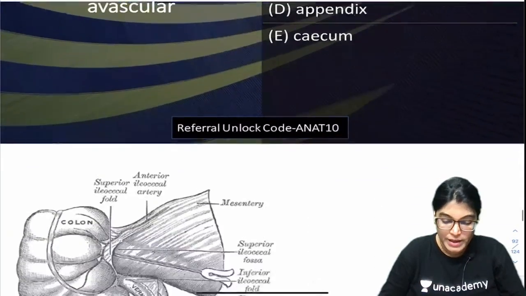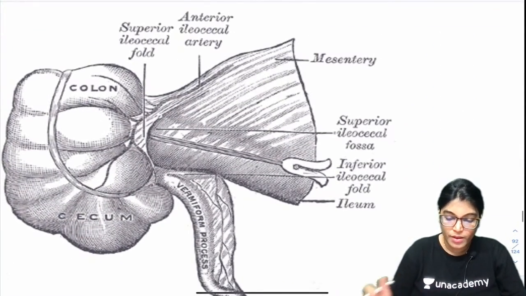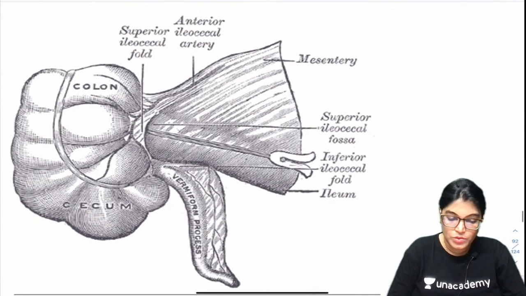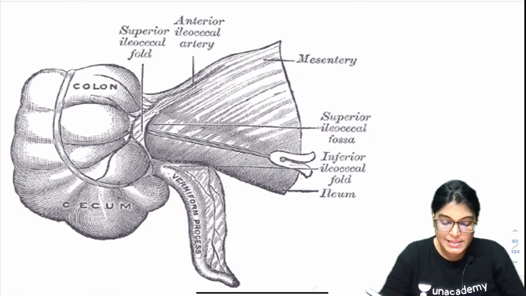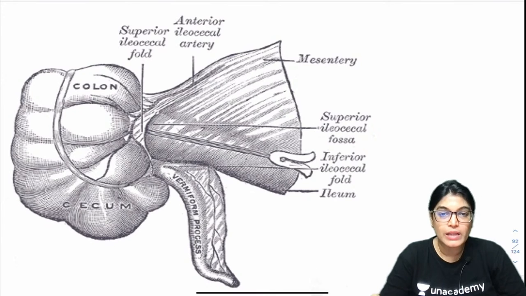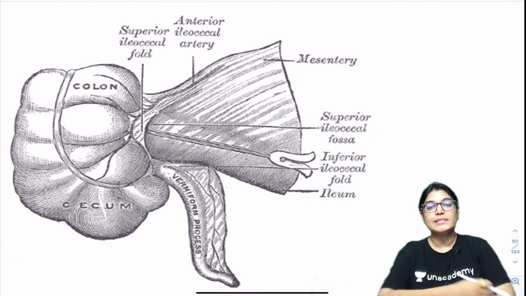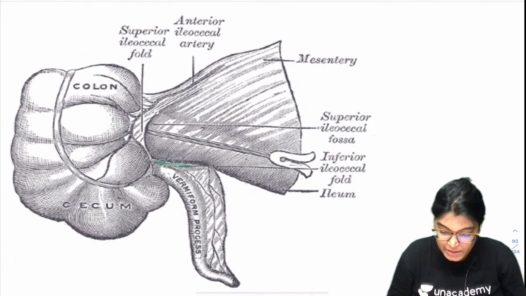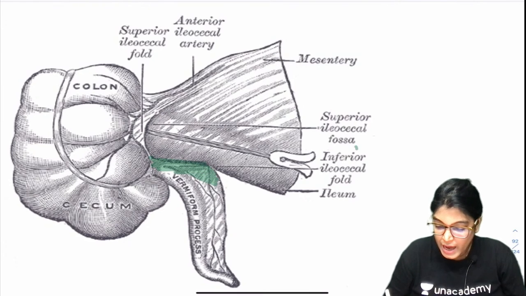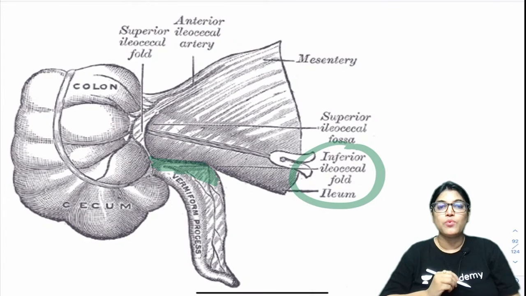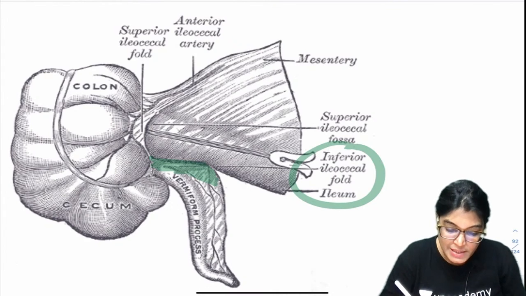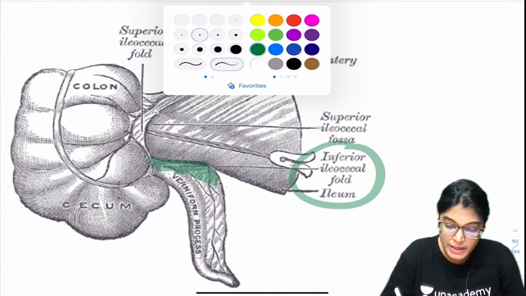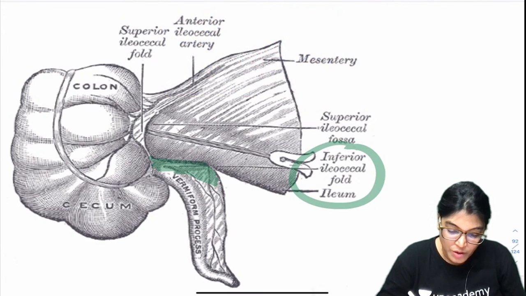Now let me show you one diagram here. In this diagram, we are seeing the cecum and appendix both, and I want to show you the fold that is the inferior ileocecal fold. This fold which you are seeing is the inferior ileocecal fold, and this fold is called the bloodless fold of Treves.